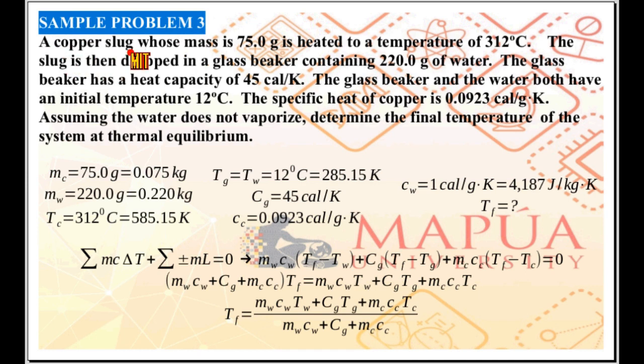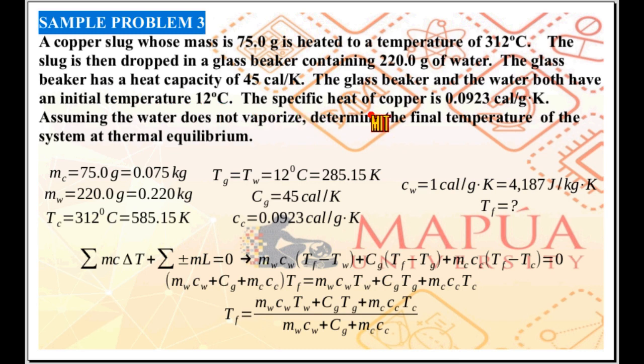A copper slug whose mass is 75 grams is heated to a temperature of 312 degrees Celsius. The slug is then dropped in a glass beaker containing 220 grams of water. The glass beaker has a heat capacity of 45 calories per Kelvin. The glass beaker and the water both have an initial temperature of 12 degrees Celsius.